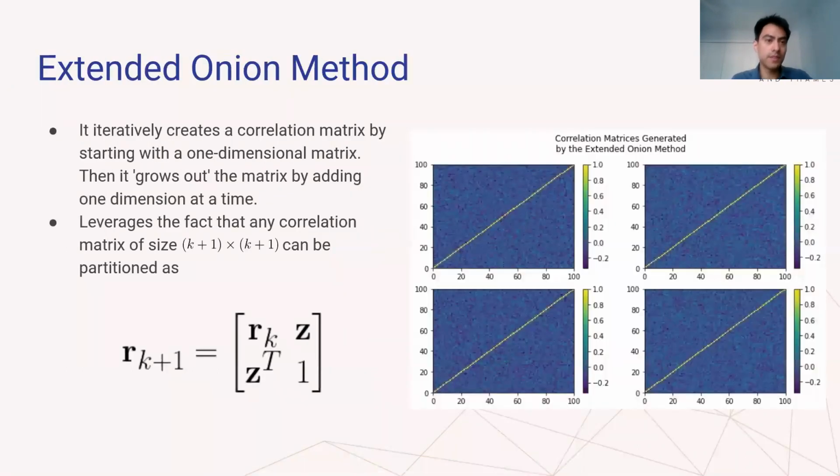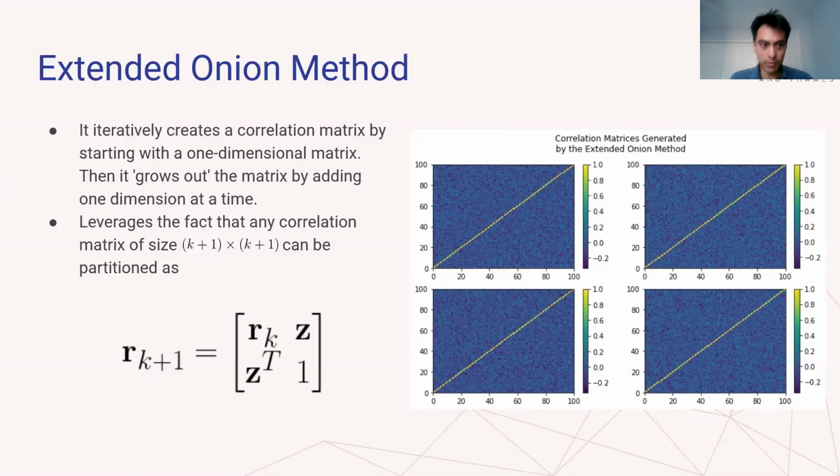The next method is the extended onion method. It iteratively creates a correlation matrix by starting with a one-dimensional matrix, and then it just grows out, or adds a layer to the matrix one dimension at a time, to create the dimension required. So you can think of it as starting with the one-dimensional matrix and just adding one layer to the onion at a time, so you can create your correlation matrix.